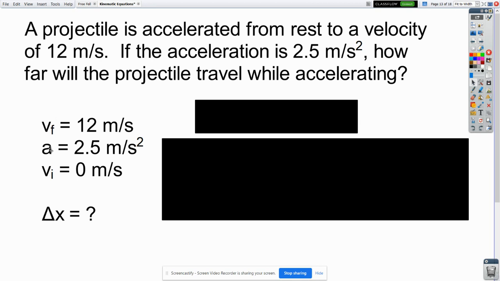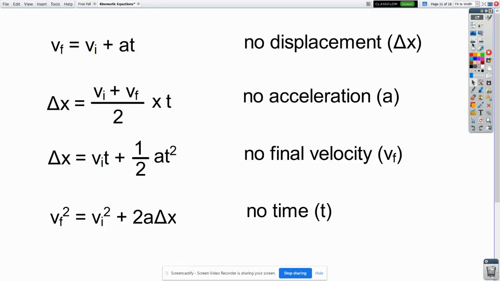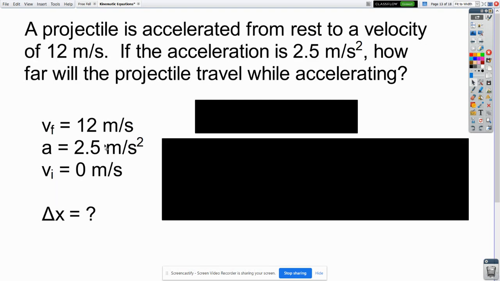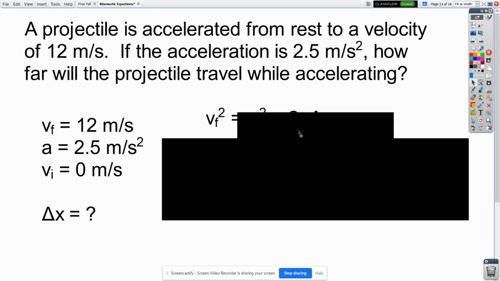VF, A, VI, delta x. VF, VI, A, delta x. That's the only equation that fits those 4 variables. It's the no time equation. And if you look through the list, we don't have time.